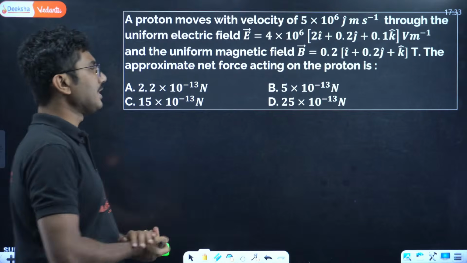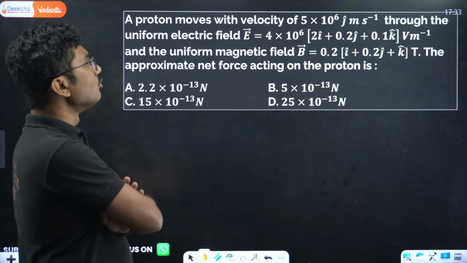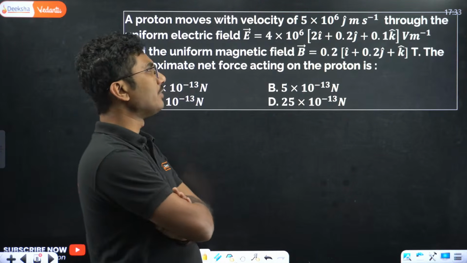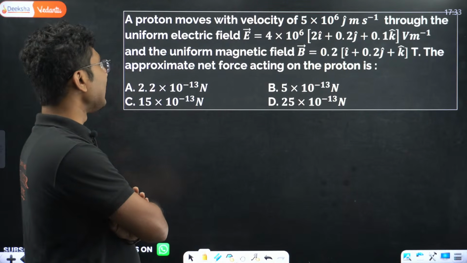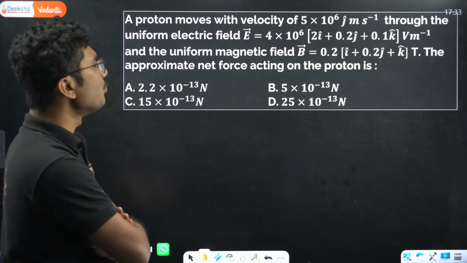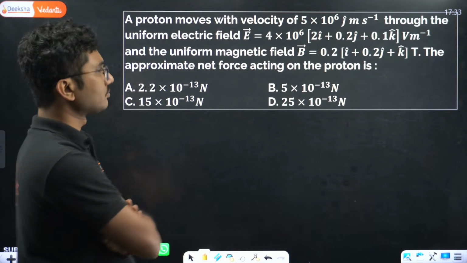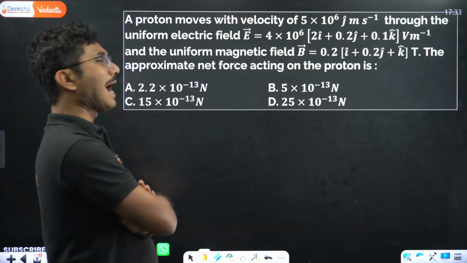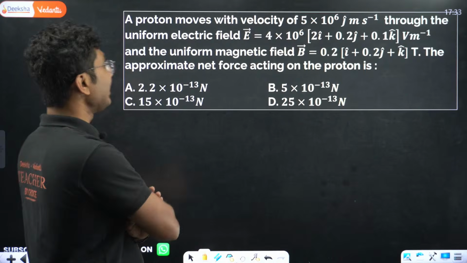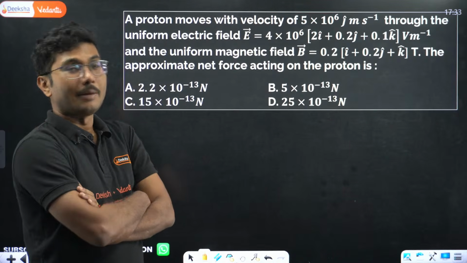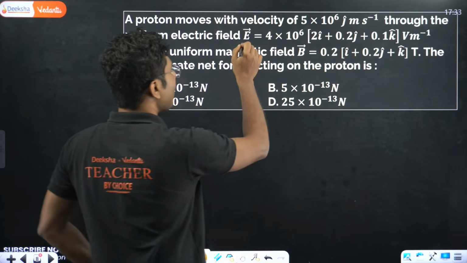Now let's see one question that was asked in one of the previous years. I forgot to mention the year over here. A proton moves with a velocity of 5 into 10 to the power of 6 j cap meter per second through a uniform electric field E given by some value, and a uniform magnetic field B given by another value. The approximate net force acting on the proton is. So first you have to calculate the approximate net force, or approximate magnitude of force. That is more important.